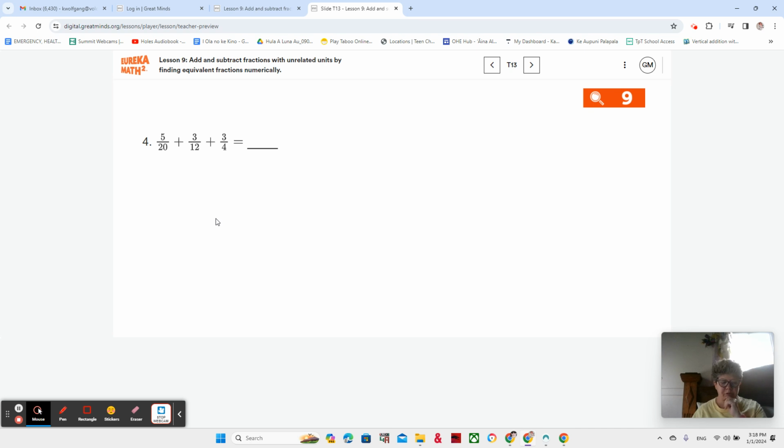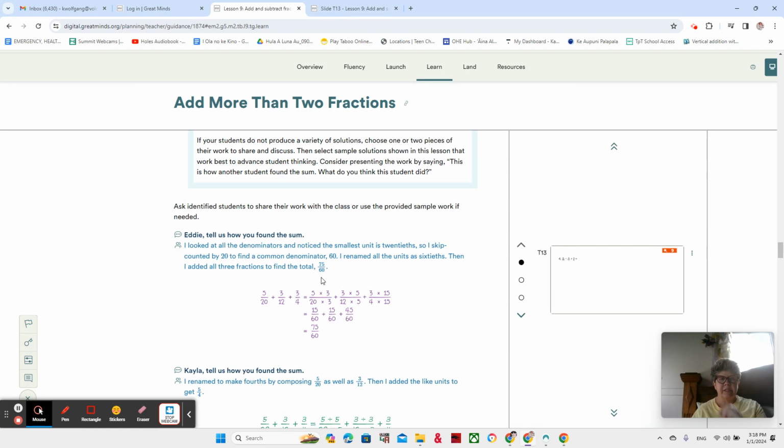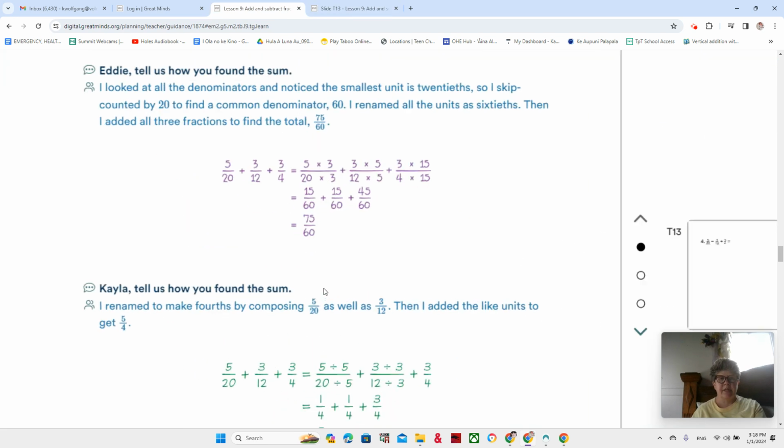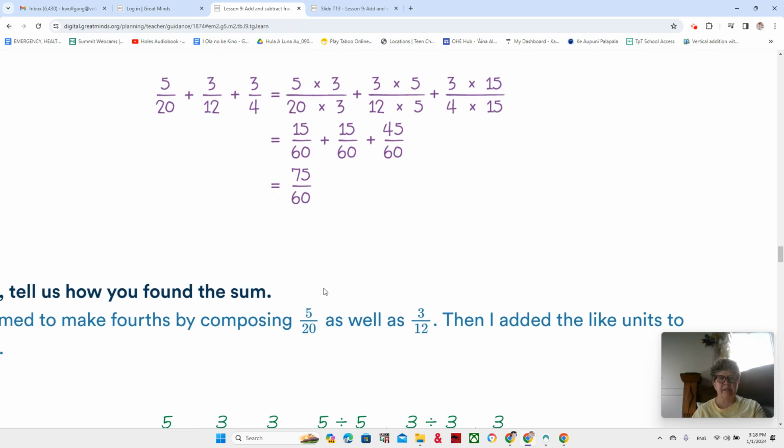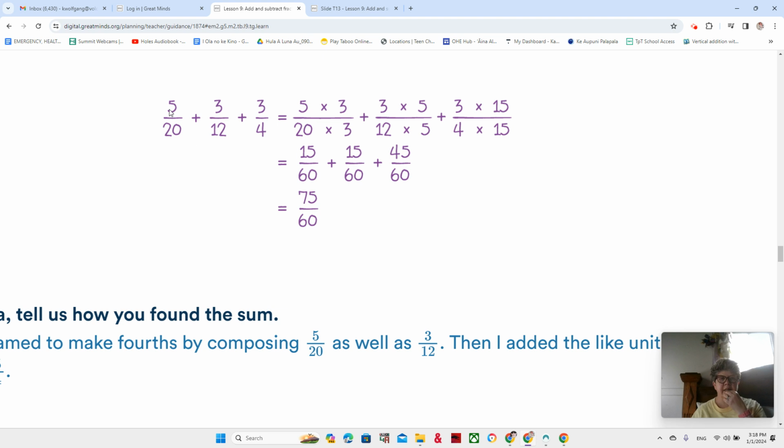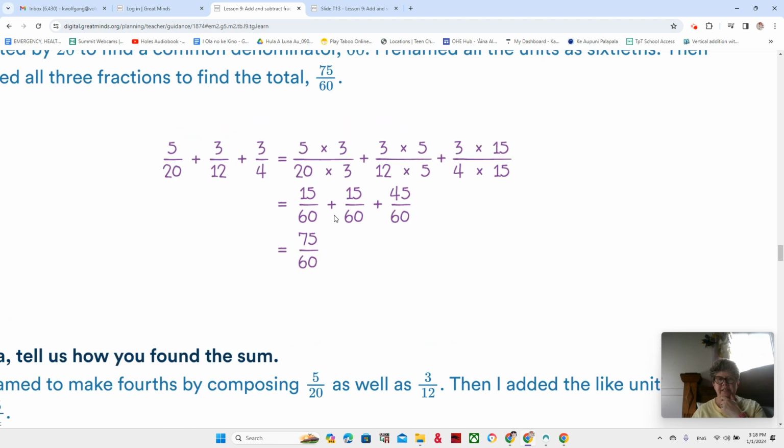And I have some student work to show you. So let's check this out. Okay, here's how one student did it. You can see that he wrote down 5/20, 3/12, and 3/4. Then he multiplied 5/20 by 3, and 3/12 by 5, and 3/4 by 15 to find the common denominator of 60. All right, so here we have 15/60ths, 15/60ths, and 45/60ths adding together to make 75.